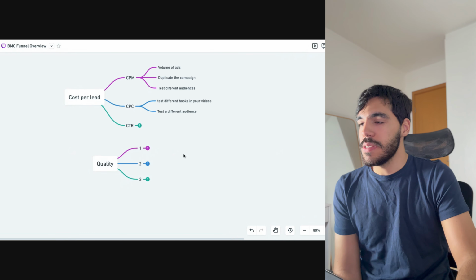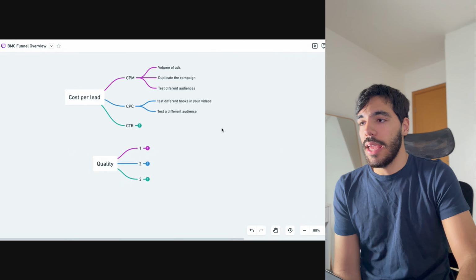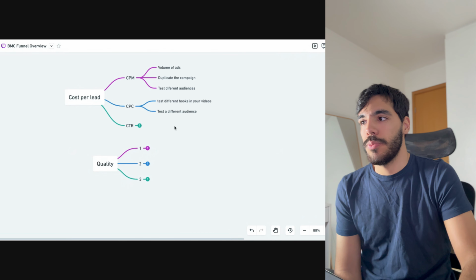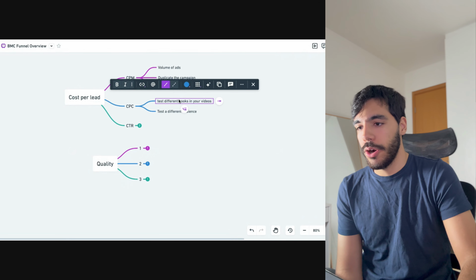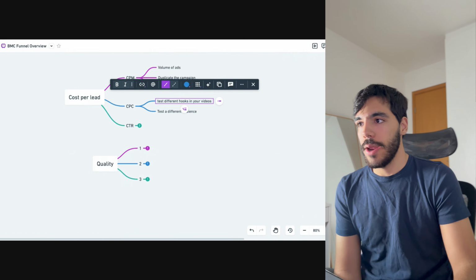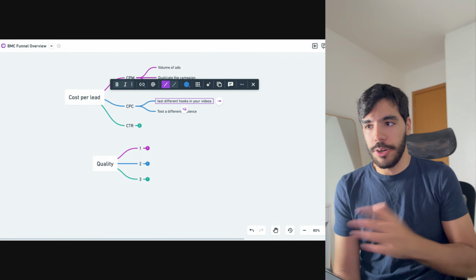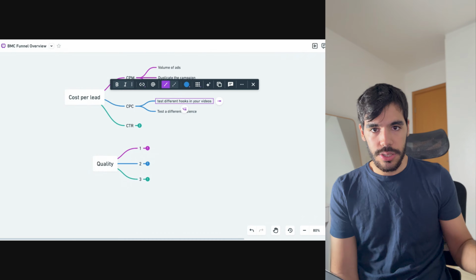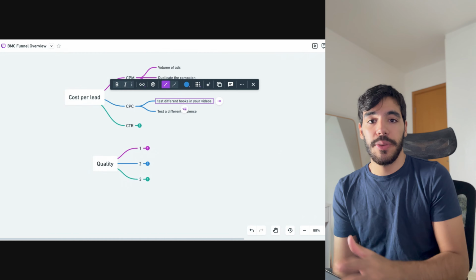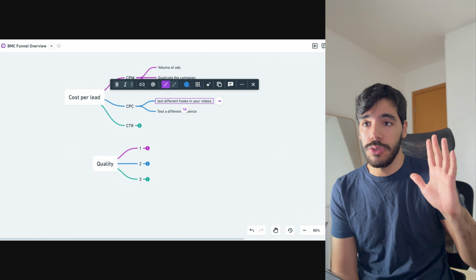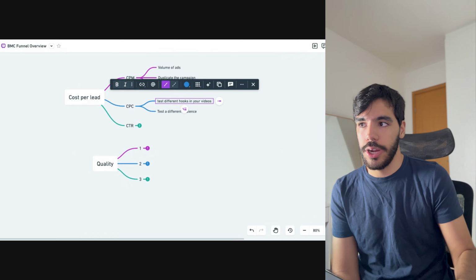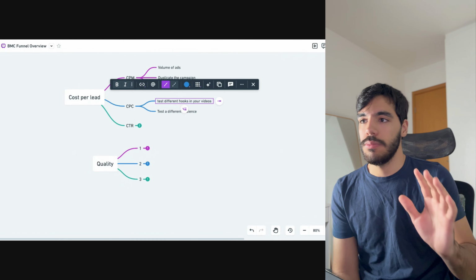And here we have the CPC, the cost per click. And how you can improve the cost per click is pretty basic. You just need to work more on your hooks, right? The creatives you're running. First thing is, don't use images. Images are not good overall for a cleaning business because they drive a lot of bad leads. So just don't consider running those images.